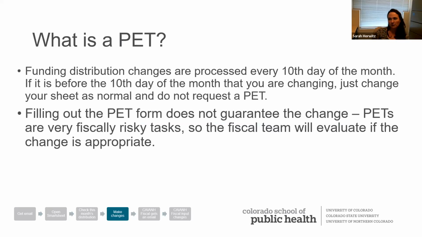So just a little bit more information. Just a reminder that we process these on the 10th of every month. So if you log in and you do notice that the current month hasn't changed yet, and you're like, oh my gosh, it's a mistake, you don't need to request a PET. You just need to change the numbers, and then we'll input that by the 10th.